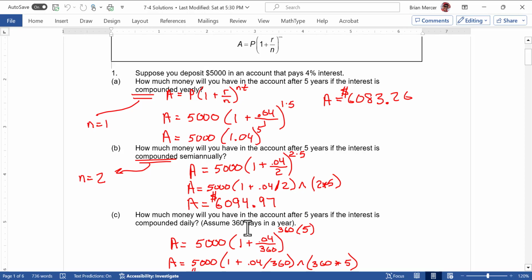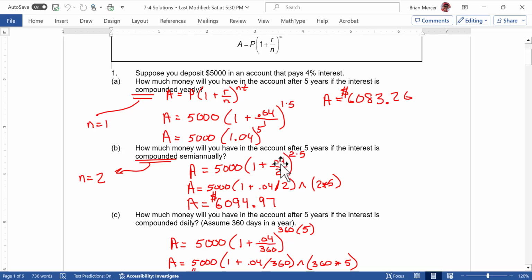So in general, this first one, 5,000, 4%. If it's 5 years compounded yearly, then the 5,000 goes here, 1 plus 0.04 over 1, raised to the 1 times 5. I know that may look a little bit funny, but there's a 1 right there in the denominator. n is 1 for this problem. So 1 times 5 is just 5. So 1.04 to the 5th is that calculation.